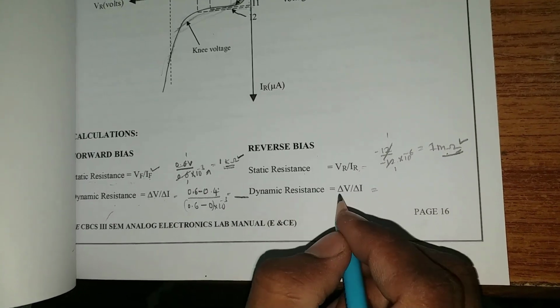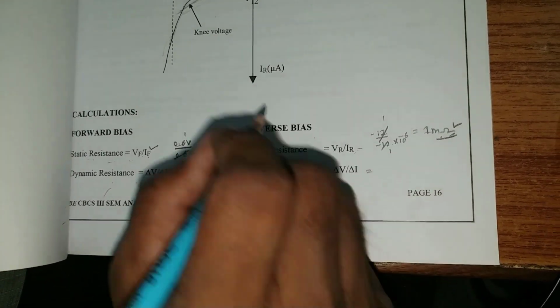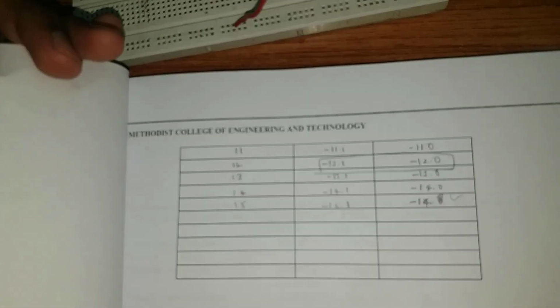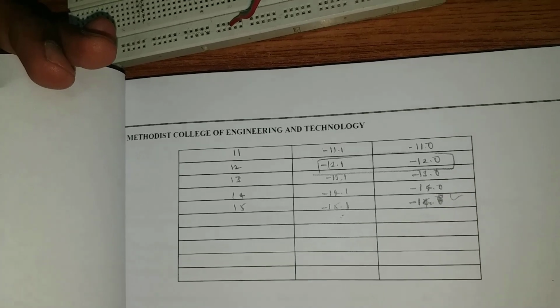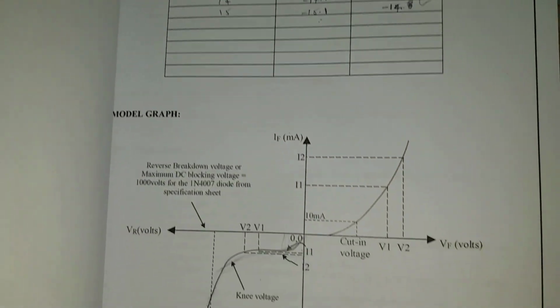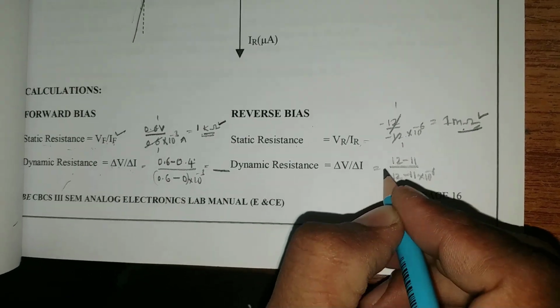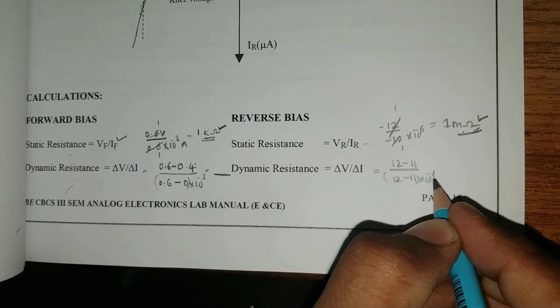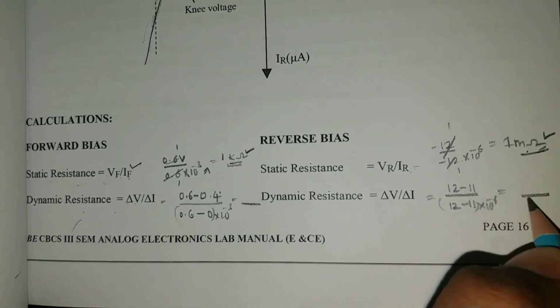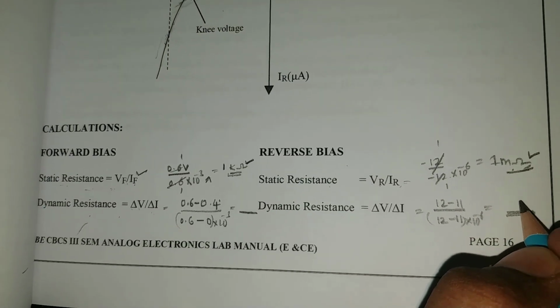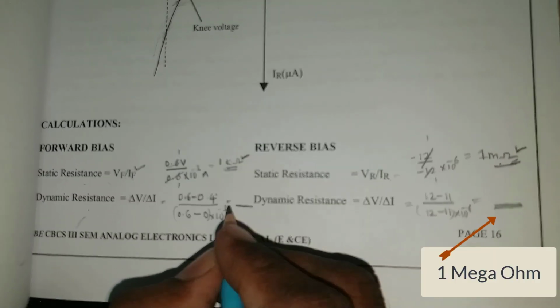The dynamic resistance is calculated the same way in the reverse bias characteristics. Any two values you can take, 11 and 12 here. So minus 12 minus minus 11, divided by 12 minus 11 into 10 to the power of minus 6. If you do the calculation, you will also get it in mega ohms. So static resistance you will get in kilo ohms.